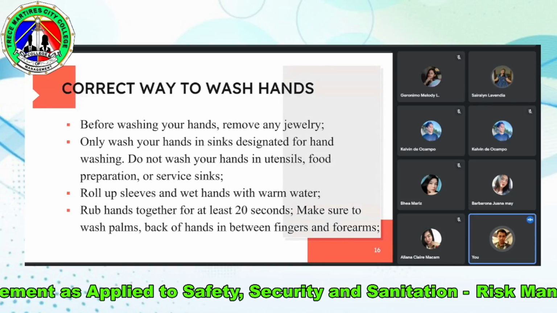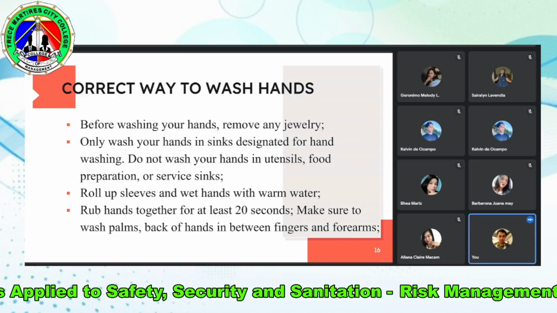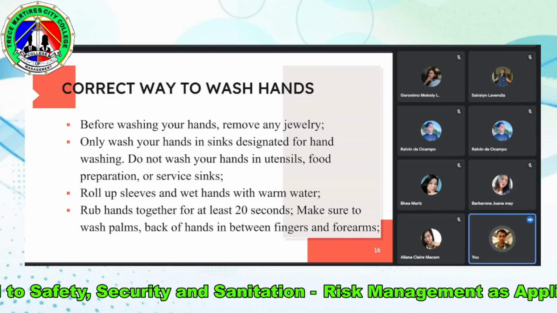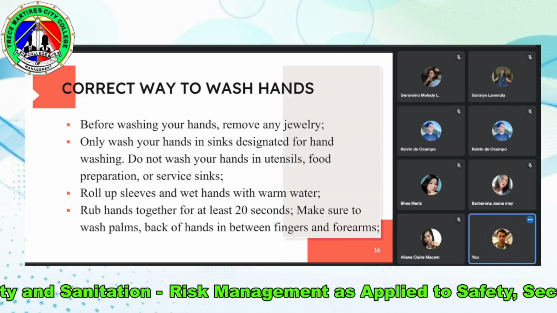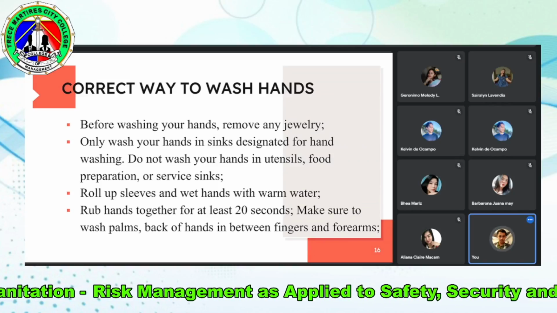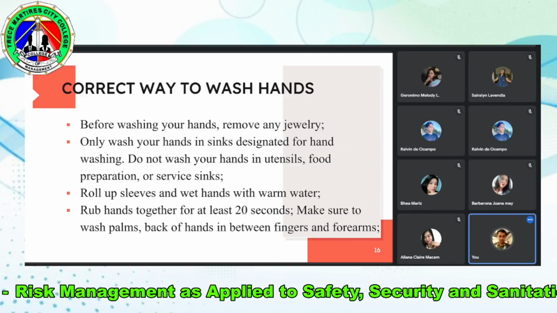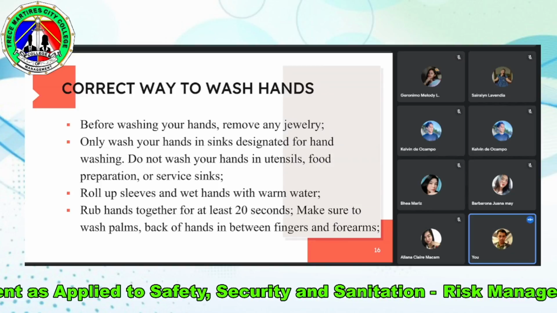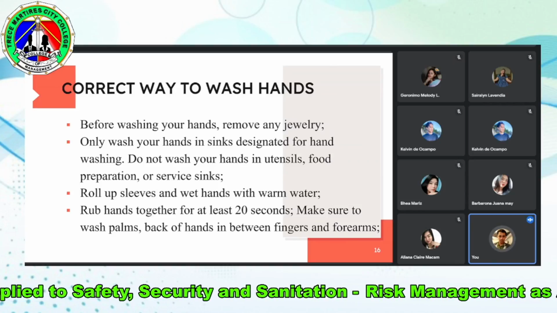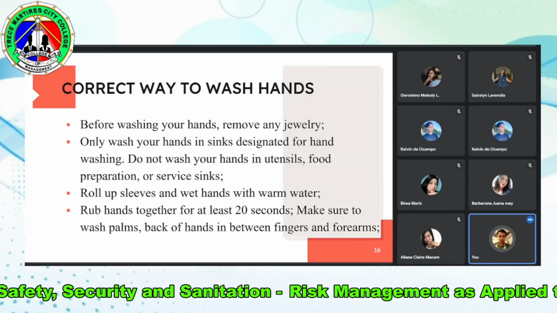Alright, sige, ganito. Tuturo ko sa inyo, ha? Hindi mo pwedeng sabihin na pag naghuhugas ka ng kamay, 1, 2, 3, 4, 5, o nakatingin ka sa kamay ng orasan. Paano kung walang orasan? Diba? So, paano ka magbibilang? So, this is the proper way of counting 20 seconds.